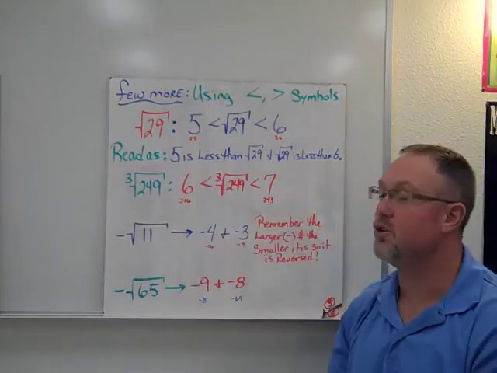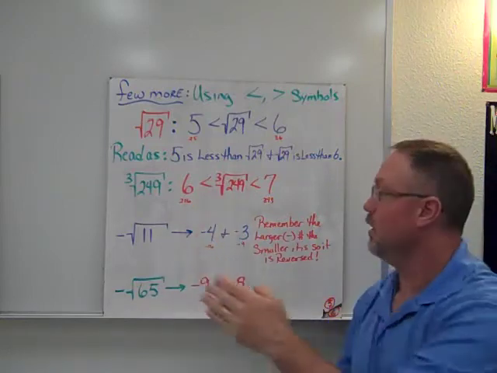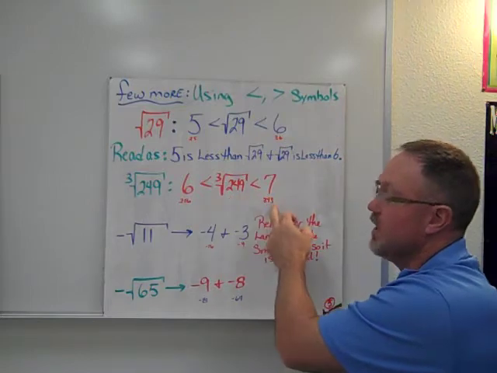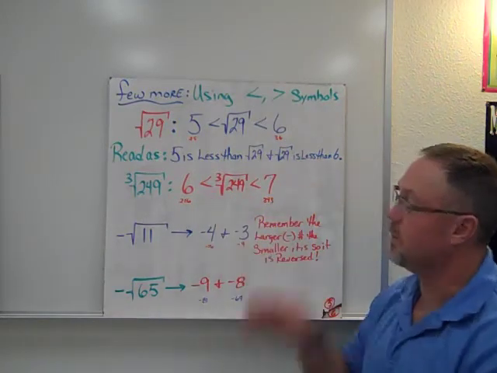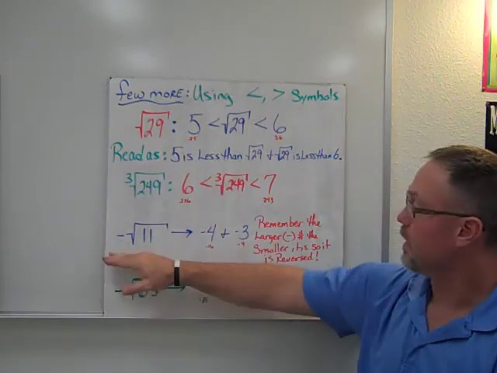And we can do this for cube roots as well. So again, we're looking at what does it fall in between. Well, this is less than this, but this is less than this. So that's where these less than signs come in. They're all pointing to the left, so we read it from that direction.